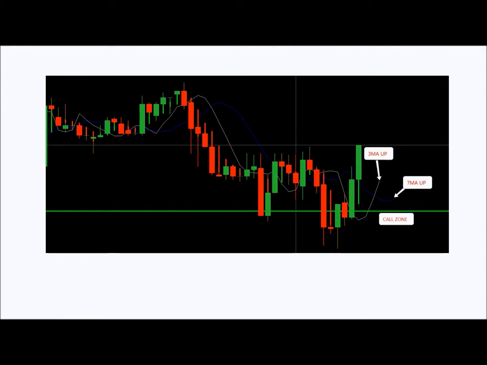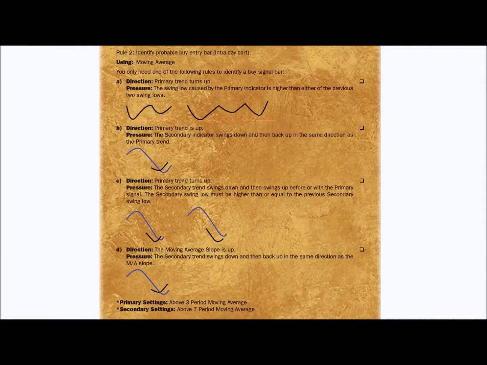We have a green candle crossing the 3 moving average, but we didn't meet rule number 2A because it's not higher than the previous one, so we need to look for one of the other rules, right? But remember what I said: look for the 7 moving average to point up at the same time when the 3 moving average is pointing up. That's a buy signal. So here you can see, again, everybody is pointing up at the same time. I hope I explained that as simply as possible, and that's my take on that.